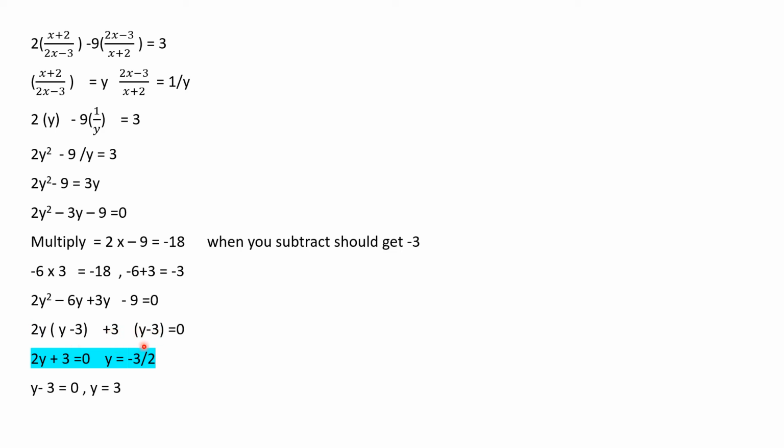When you multiply with the 3, you will get 3y, minus 3 into plus 3 will become minus 9, equal to 0. 2y plus 3 equal to 0 or y minus 3 equal to 0. That means 2y plus 3 equal to 0 means y equal to minus 3 by 2, if the plus 3 goes that side, and y minus 3 equal to 0 means y equal to 3.